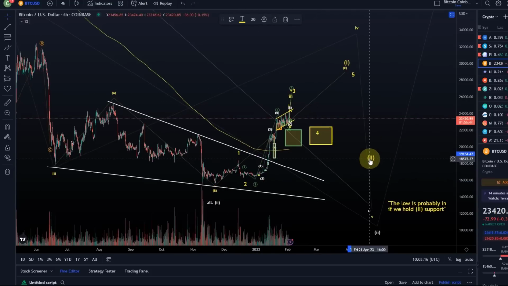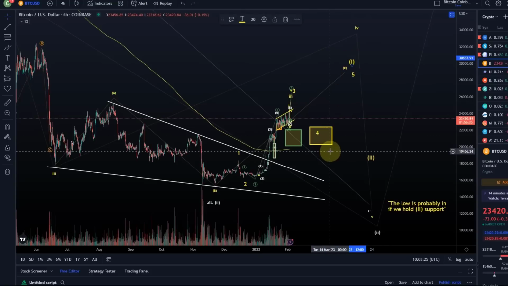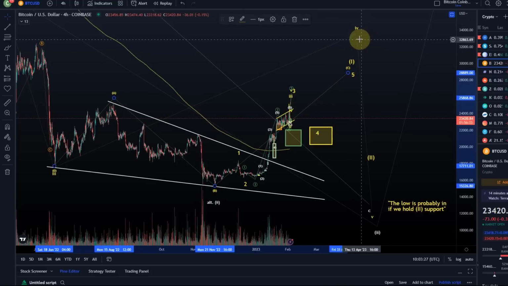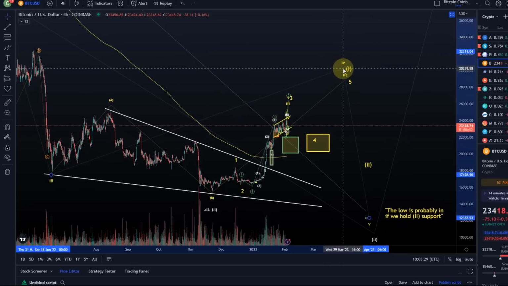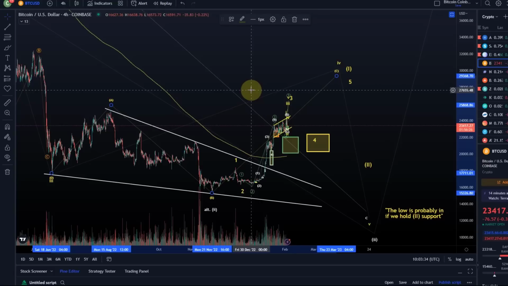And if we hold a wave 2 support, it indicates the bear market low is in. If we hold wave 4 support, it means that we probably get one more high here in the wave 1, or in the C wave, whatever it is, of 4. So that is the two scenarios to watch out for.